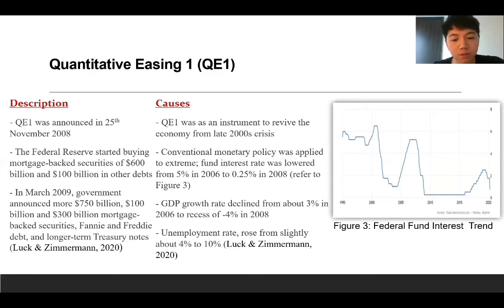You can see in figure 3 that there was no significant improvement in the economic situation, despite the lowering of the interest rates to almost zero. The GDP growth rate declined from about 3% in 2006 to a rate of -4% in 2008. At the same time, the unemployment rate rose from slightly above 4% to 10%. It's therefore evident that the conventional monetary policy has failed. Hence the need for the use of the unconventional monetary policy.